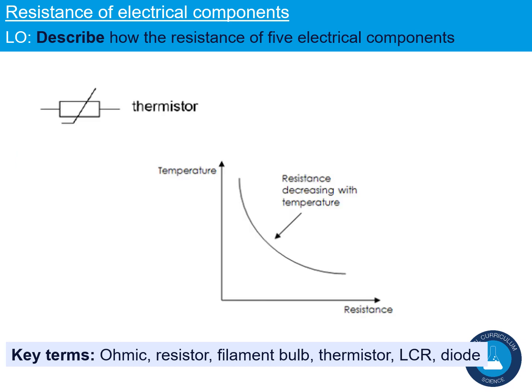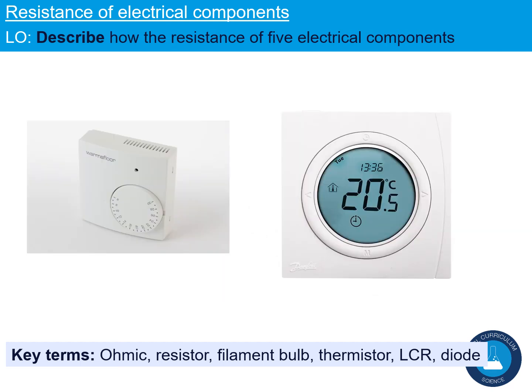And then the final component is a thermistor. A thermistor is a resistor whose resistance changes depending on the temperature. It behaves very similarly to a light-dependent resistor, but its external stimulus is temperature instead of light. With a thermistor, as the temperature increases, the resistance decreases. So we can see here when we've got a high temperature, the resistance is low. And when we've got a low temperature, the resistance is really high. So as the temperature increases, the resistance decreases.